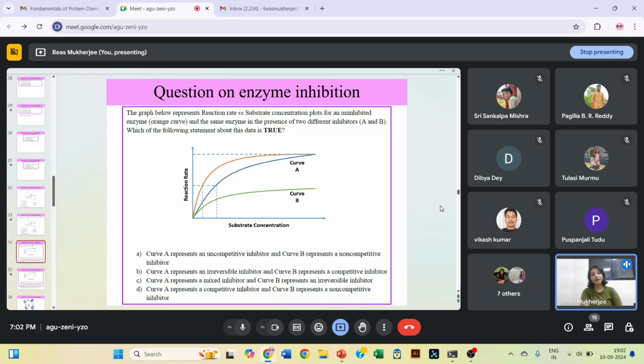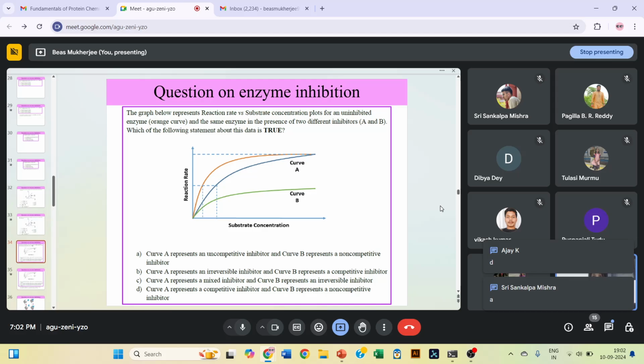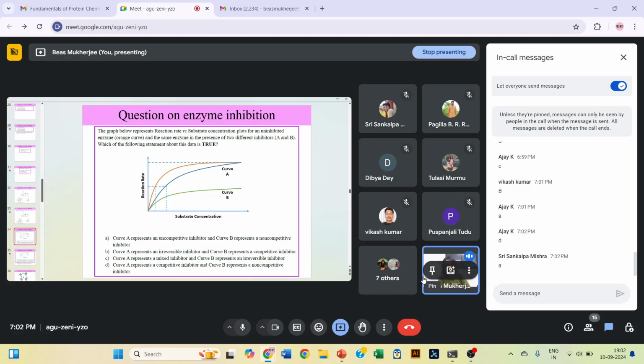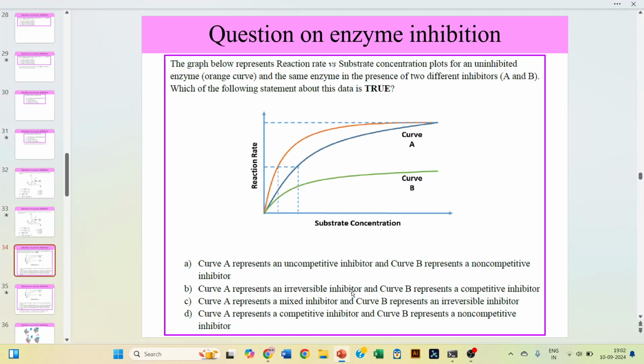The graph below represents reaction rate versus substrate concentration plots for an uninhibited enzyme, which is orange, and the same enzyme in the presence of two inhibitors. One is A and the other one is B. Okay, so I am already getting answers. A is competitive and B is non-competitive inhibitor. Think properly and then answer. Yes, so you guys have actually understood the class. I am glad that you understood. Let's see.